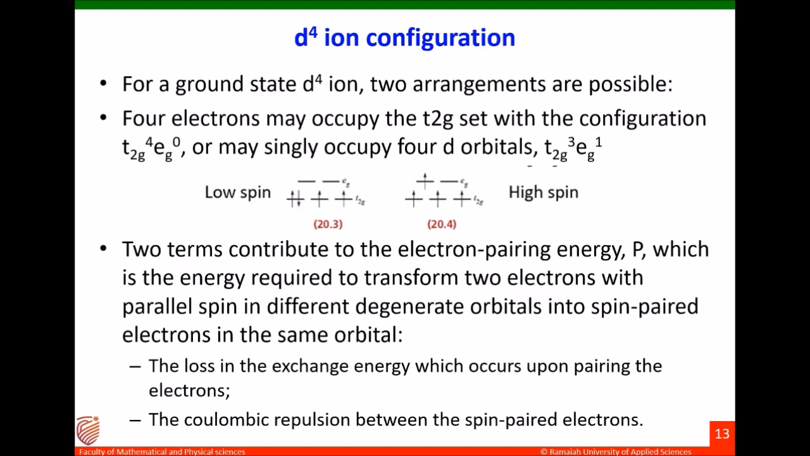So in the configuration 20.3, the fourth electron went into the orbital with an opposite spin. So here another energy term will be involved, and that energy term is known as electron pairing energy P.